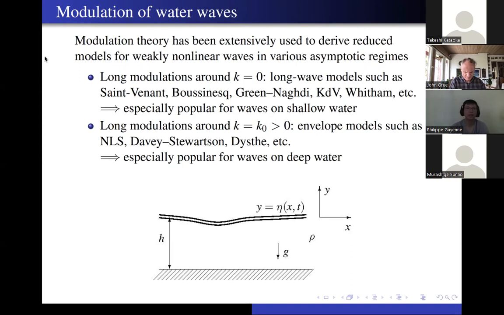On the other hand, you're looking at long modulations around some non-zero k naught, so around some periodic wave trains. In this case, you're talking about envelope models like NLS, Dysthe, and so on. And these are especially popular to describe waves on deep water. So the focus of this talk is going to be on the second regime, in particular the Dysthe equation. I'm going to introduce some notation with a sketch at the bottom down here. X is the direction of wave propagation, eta of x and t is the function describing the surface elevation, g is gravity, and I'm going to consider deep water, so the water depth h goes to infinity.